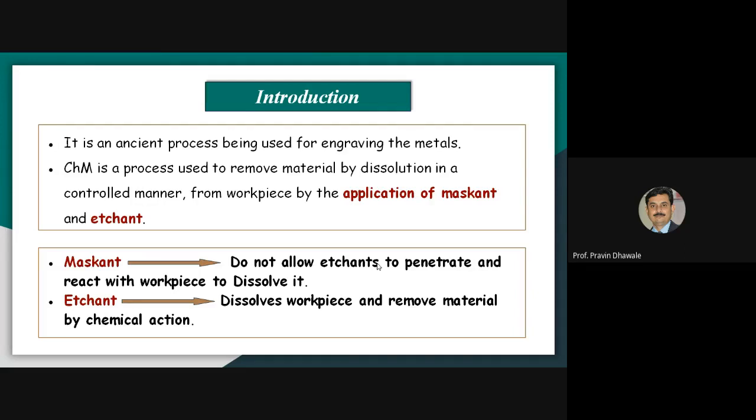This chemical machining process is used to remove material from the metal by dissolution in a controlled manner from the workpiece by the application of certain elements. One will be called the maskant, and another will be called the etchant. So these are the two important elements considered during the chemical machining process. First one is the maskant, and second one is the etchant.